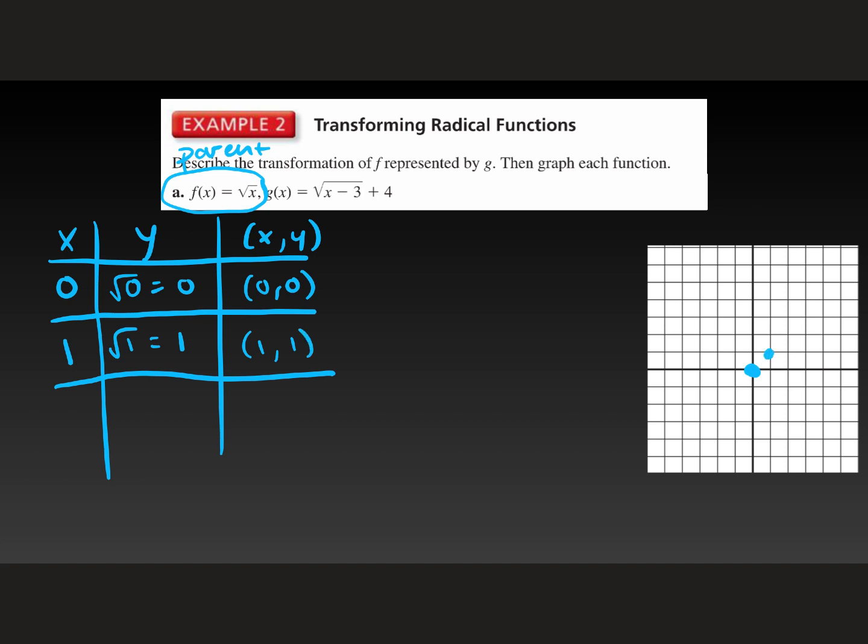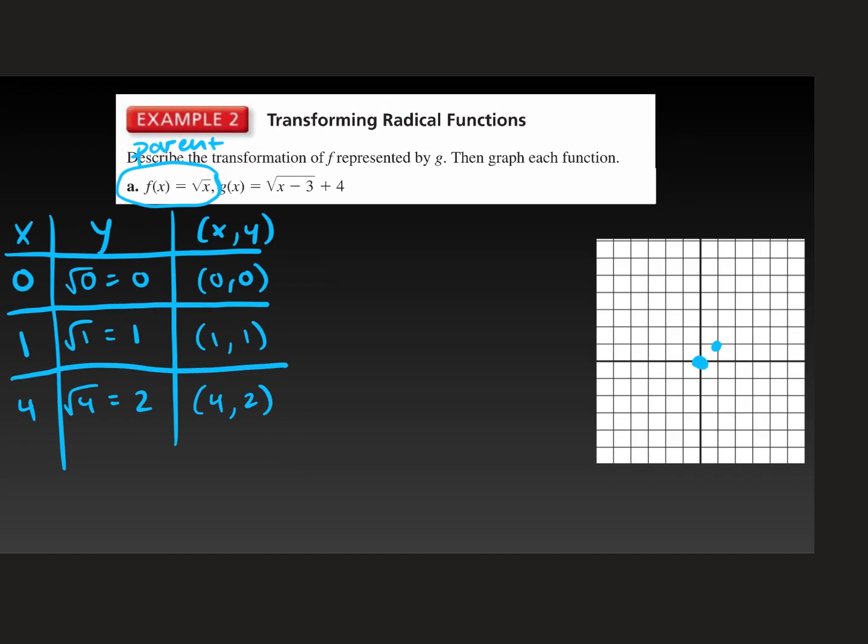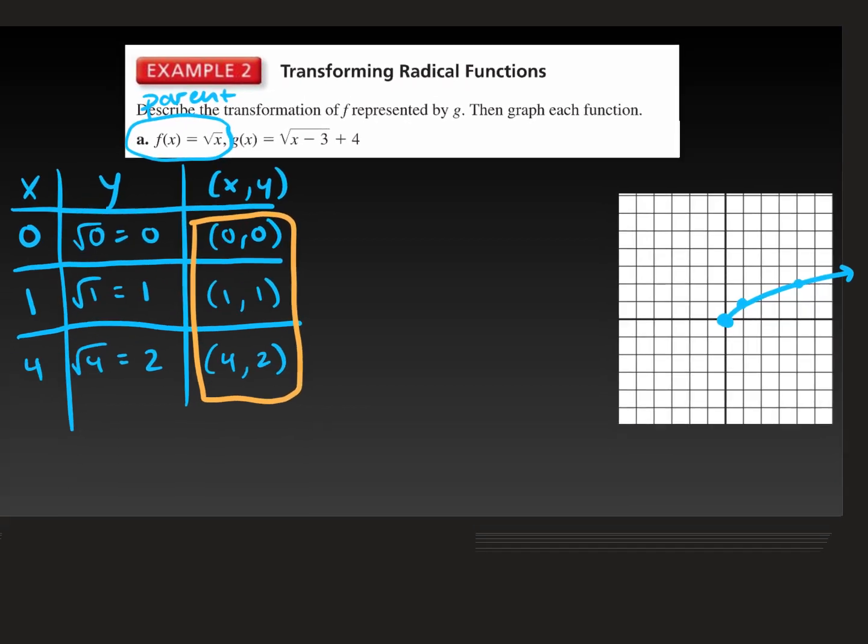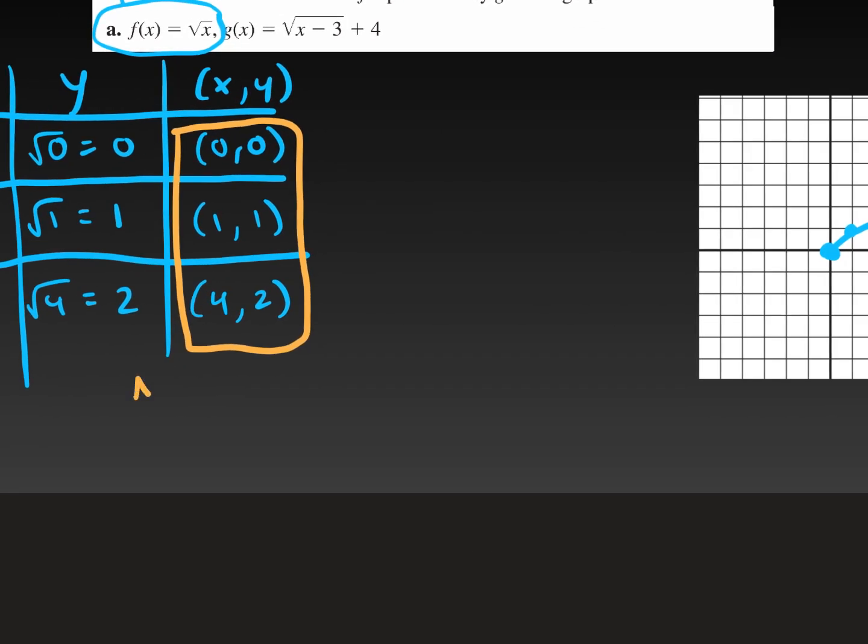What's another number I could plug in? 4. Awesome. 4 is a perfect square. So what's the square root of 4? 2. So I plugged in 4 and got 2. So I'm going to go to the right 4 and up 2. So this is my parent graph here. Now it's super helpful to just know these 3 points for our parent function of x. Because once you just put those on your graph, we can just shift them, whatever our transformations are that are happening. So I'm going to make a note here. It's important to remember these.